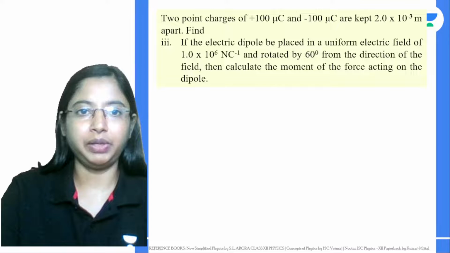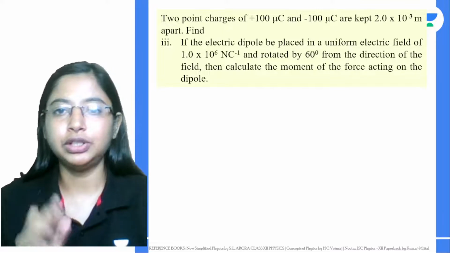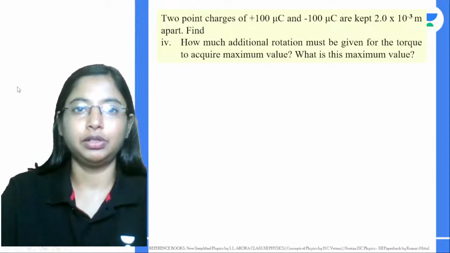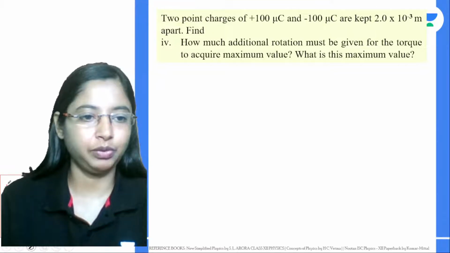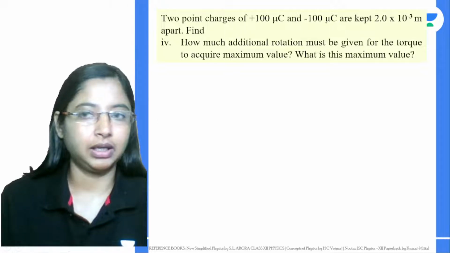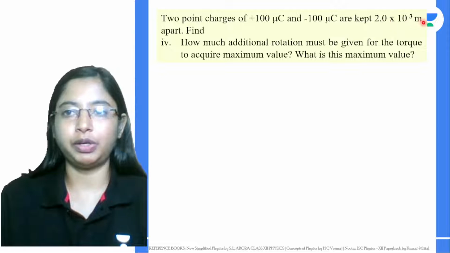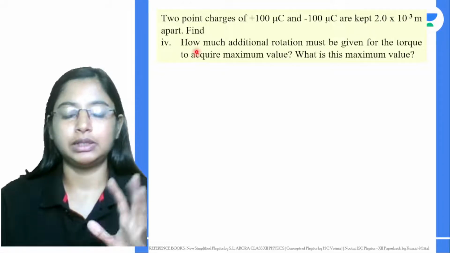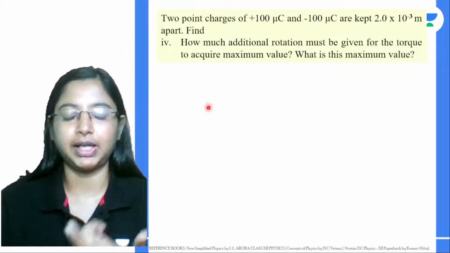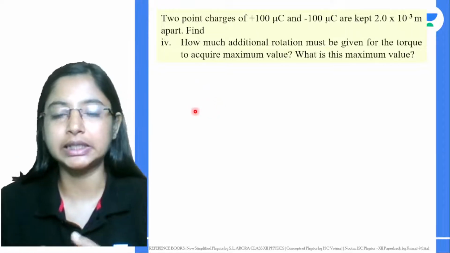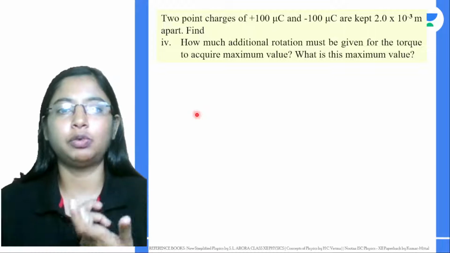The third question is based on two charges, a similar system: two charges of 100 coulombs and minus 100 coulombs, same question. These are kept 0.2 centimeters, 2 into 10 to the power of minus 3 meters apart. If you take the same system we calculated initially, we calculated the dipole strength, its axial and equatorial fields.